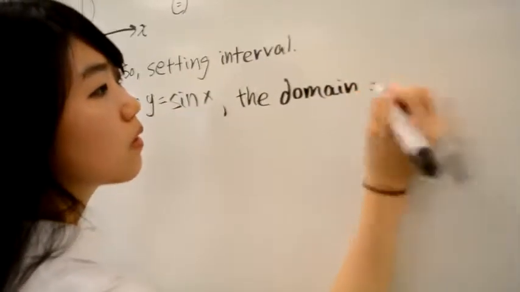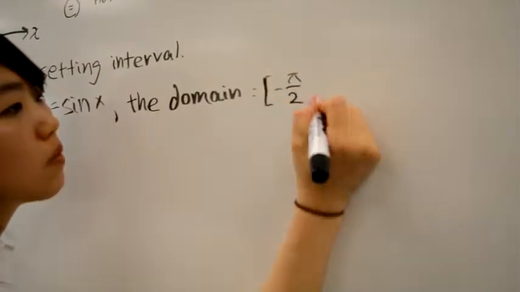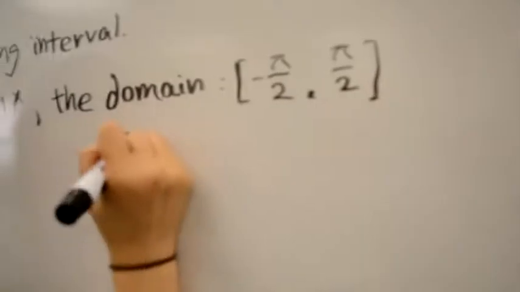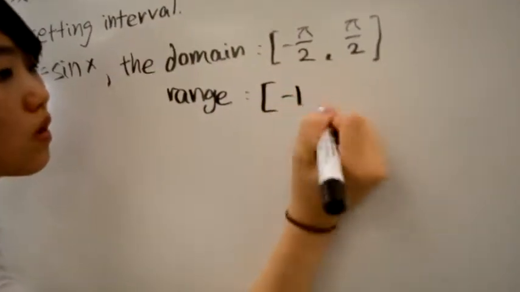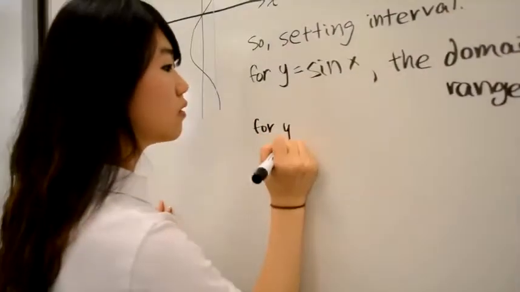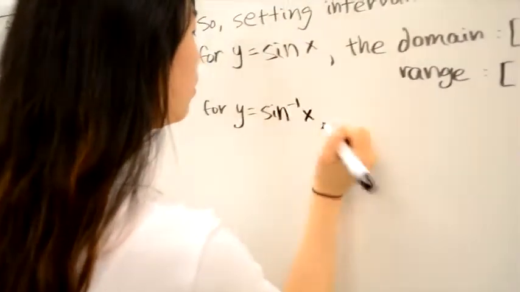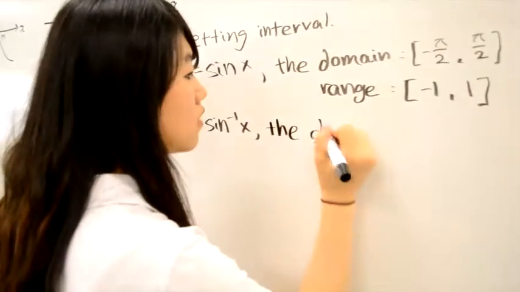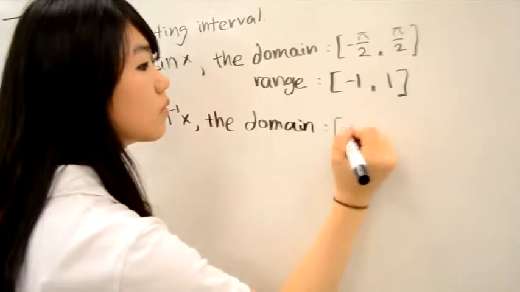When the domain of the sine x is from negative pi over 2 to pi over 2, and the range of the sine x is negative 1 to 1. For inverse sine x, the domain and range of them would be flipped. So the domain would be negative 1 to 1, and the range would be negative pi over 2 to pi over 2.